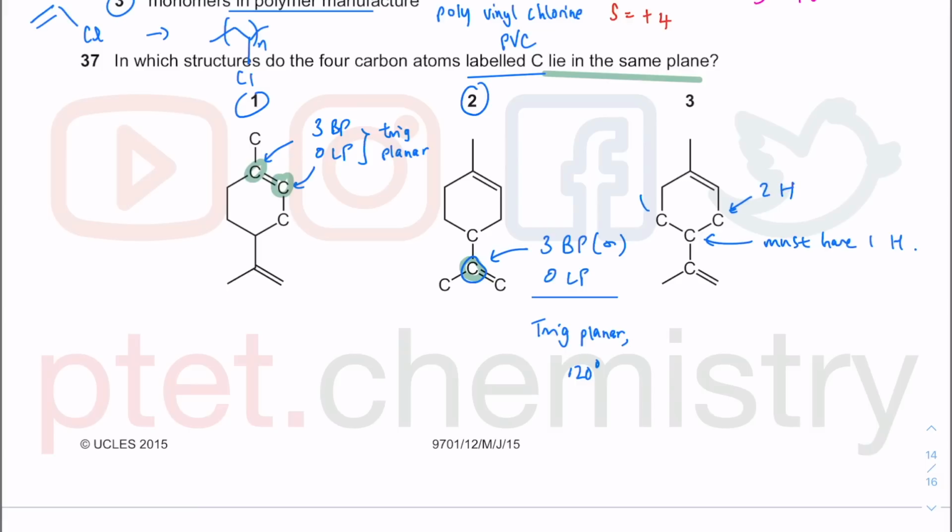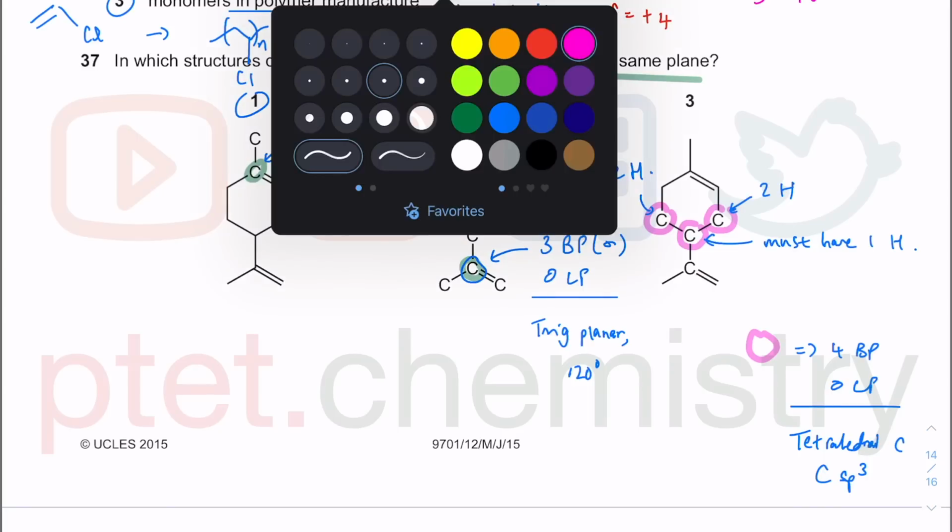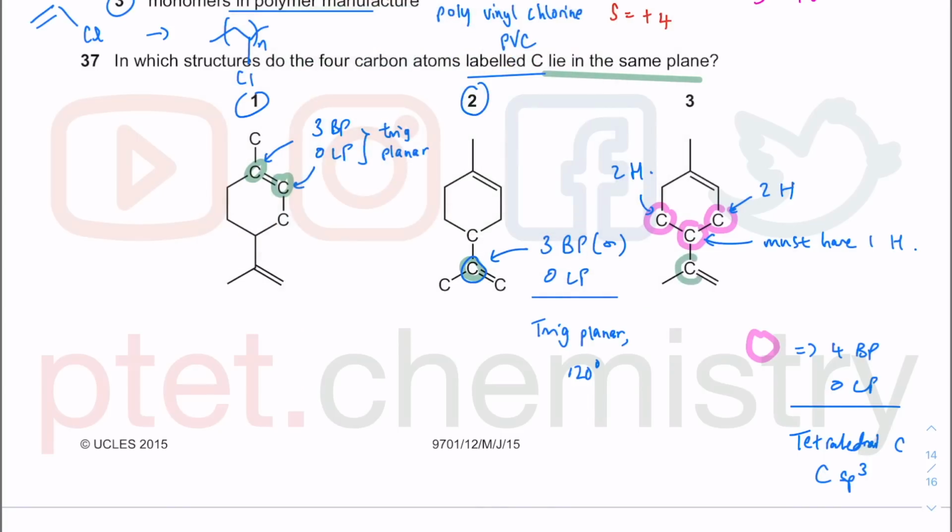This one has 2 hydrogen. This one has 2 hydrogen. So we're looking at tetrahedral carbon, and tetrahedral carbon. So around those there must be 4 bond pairs and 0 lone pairs. They are tetrahedral carbon, which is carbon sp3. They cannot be planar there, even though you have a planar carbon underneath here. This is definitely sp2, trigonal planar as well, 120 degrees. But that thing there is tetrahedral, so they are no longer in the same plane, I think.